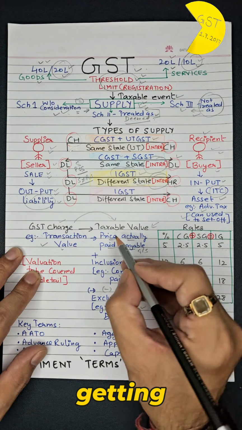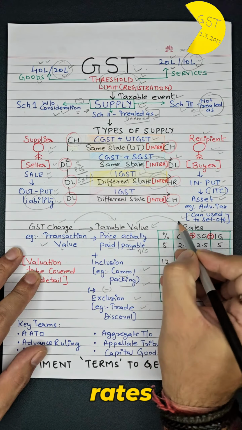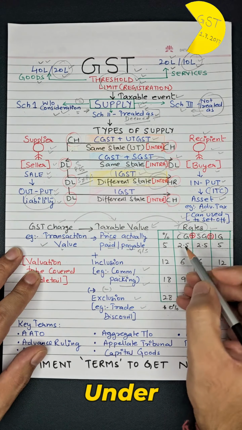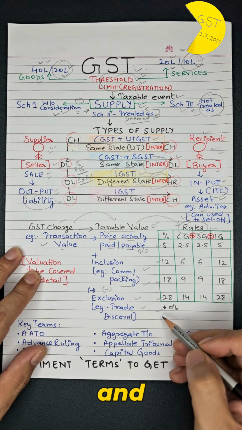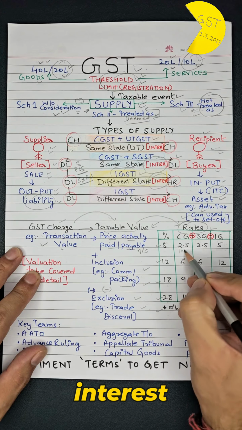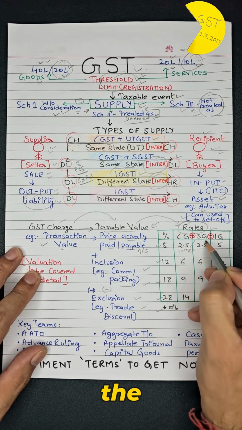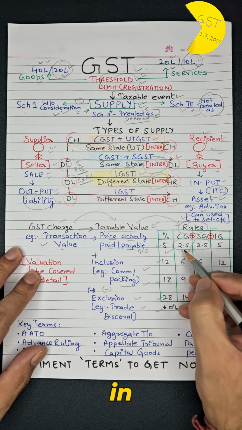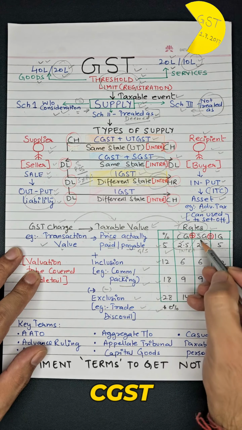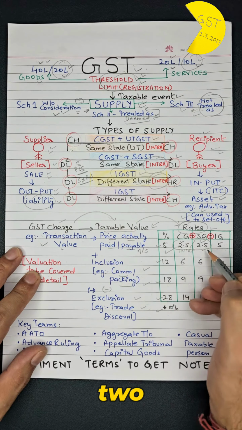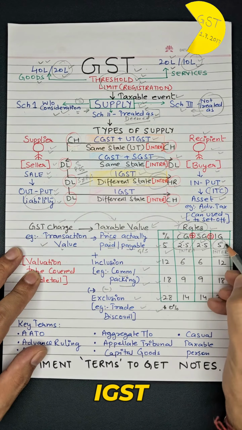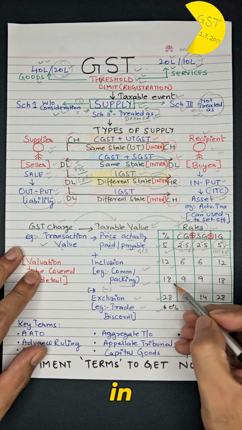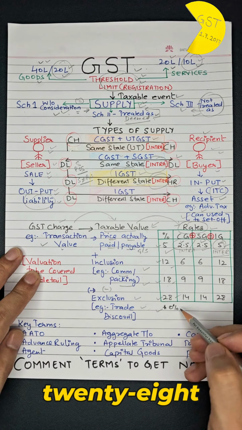Now, after getting the taxable value, at what rates do we have to charge the GST? Under GST, there are some common rates like 5%, 12%, 18%, 28% and 0%. If we have an intra-state supply, we will divide the GST rate into half. Like in case of 5%, we'll charge CGST 2.5% and SGST 2.5%. And in case of interstate supply, we will charge IGST at the rate of 5%. Likewise, in case of 12%, 18% and 28%.